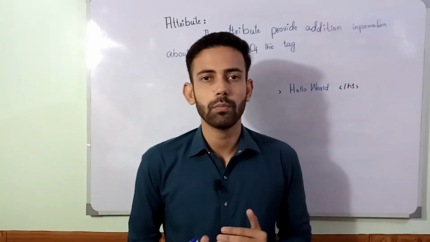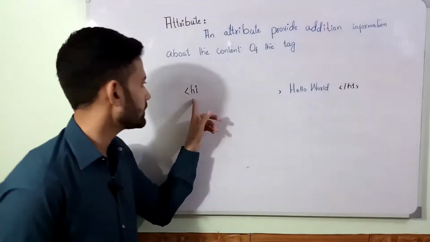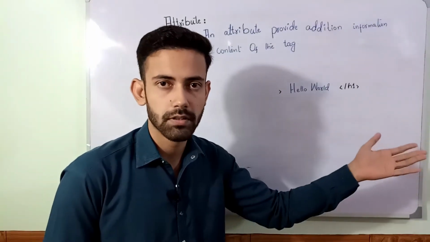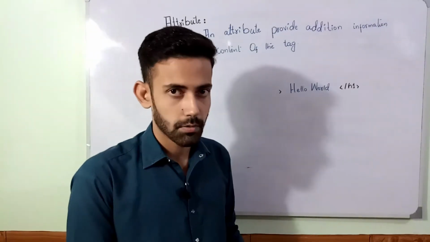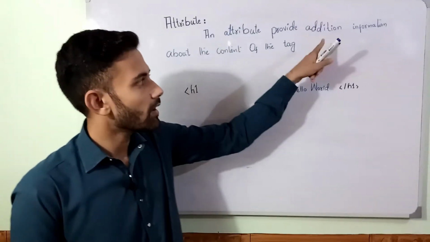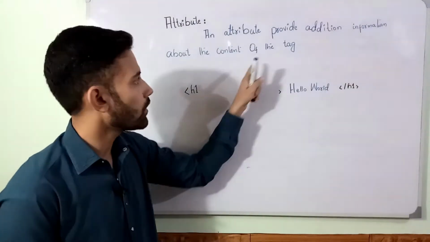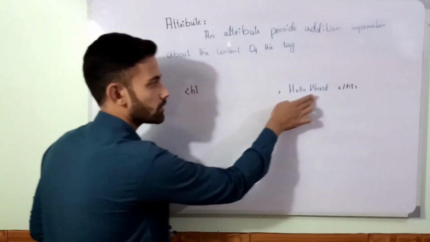Now I want to provide additional information to the browser. I know that this thing is the heading, but I want to provide one more piece of information. So how will I do this? I can do this by using attribute. An attribute provides additional information about the content. This is the content of the text, so the attribute is going to provide additional information about this thing.